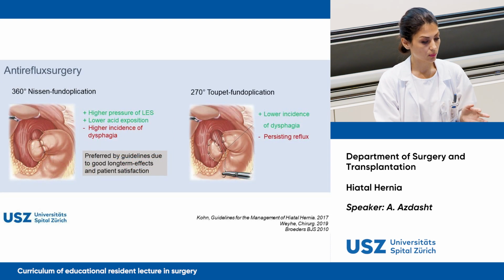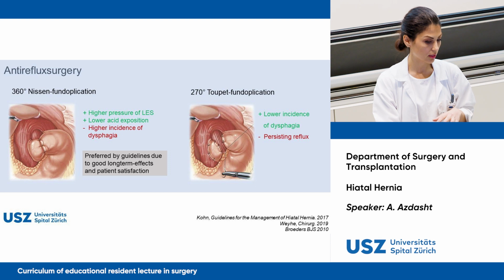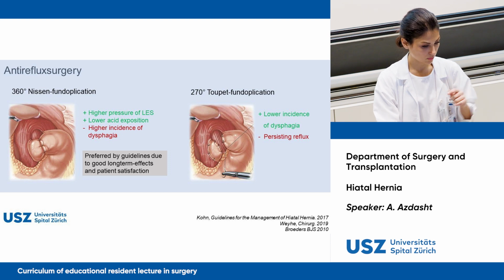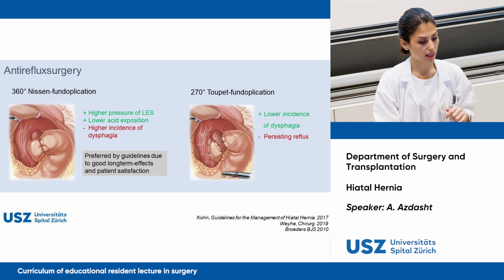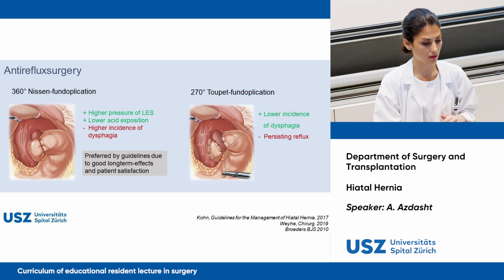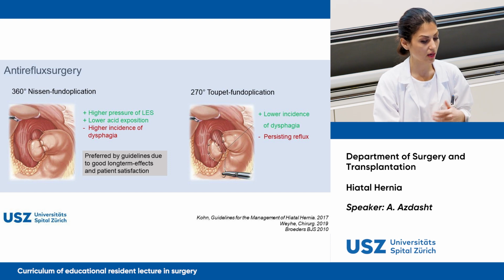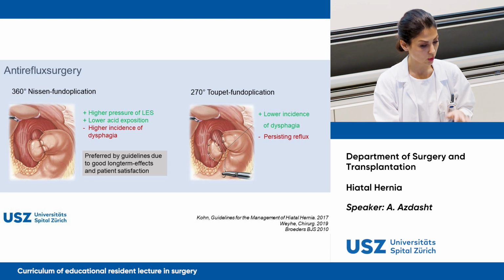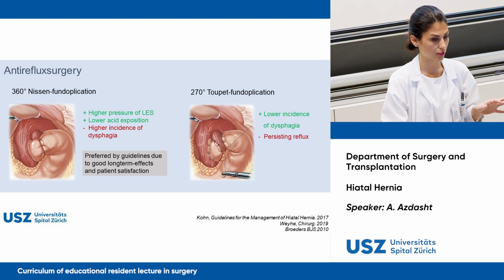We also do a fundoplication. Here, mostly we do a Nissen fundoplication. This is a 360-degree fundoplication. We go from posterior, and here the cardia of the stomach is put around the esophagus to tighten it more. So a positive aspect here is that we have a higher pressure of the lower esophageal sphincter and a lower acid exposition. On the other hand, we have a higher incidence of dysphagia.